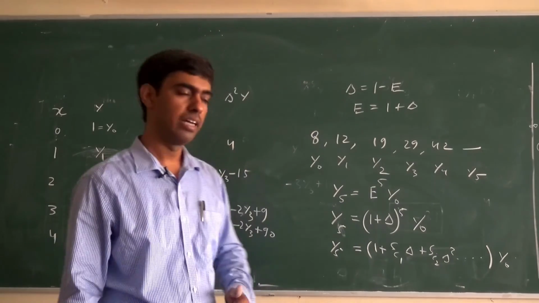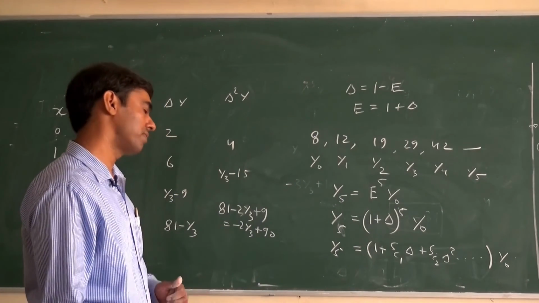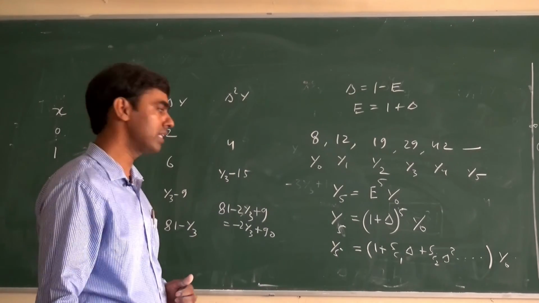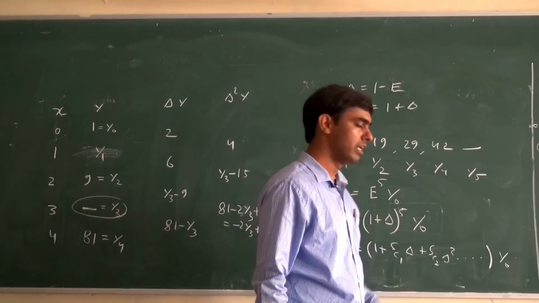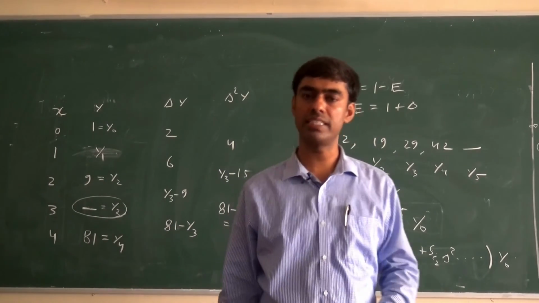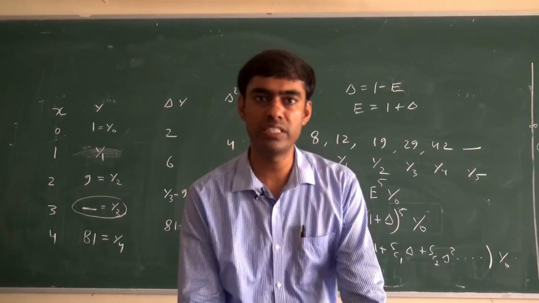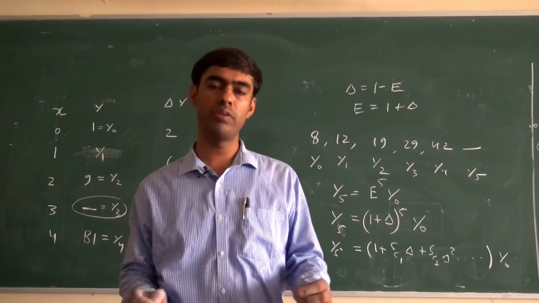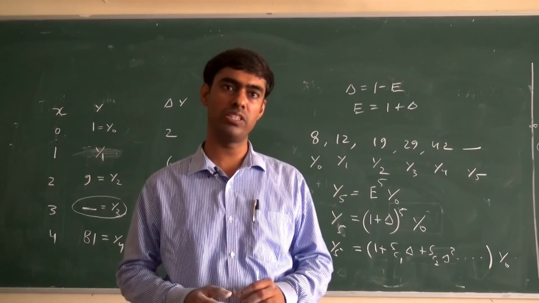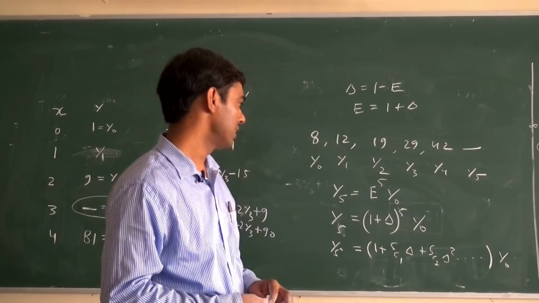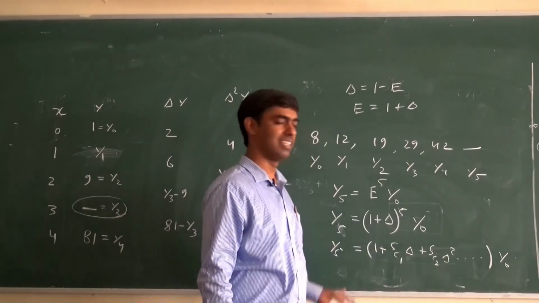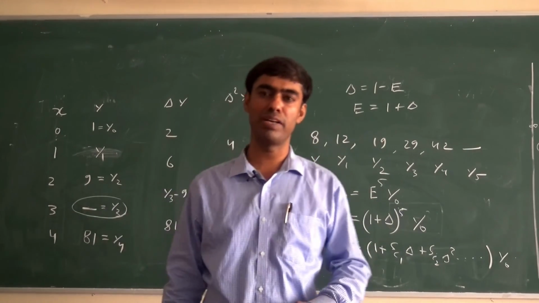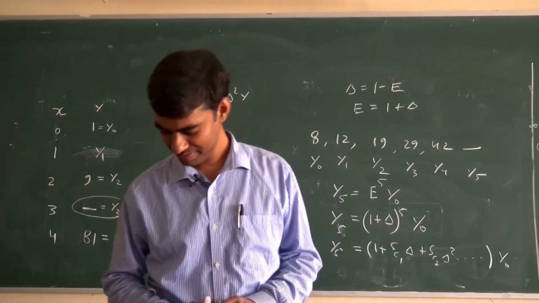In other words, once we construct the difference table, we are able to find the values of delta y0, delta 2 y0, delta 3 y0, delta 4 y0. And once we find the values of y0, delta y0, delta 2 y0, delta 3 y0 and delta 4 y0, then putting the values here, we find the value of y5.